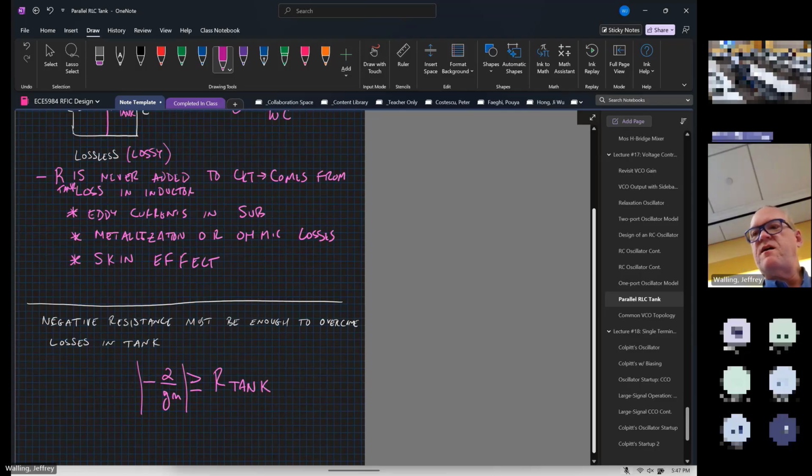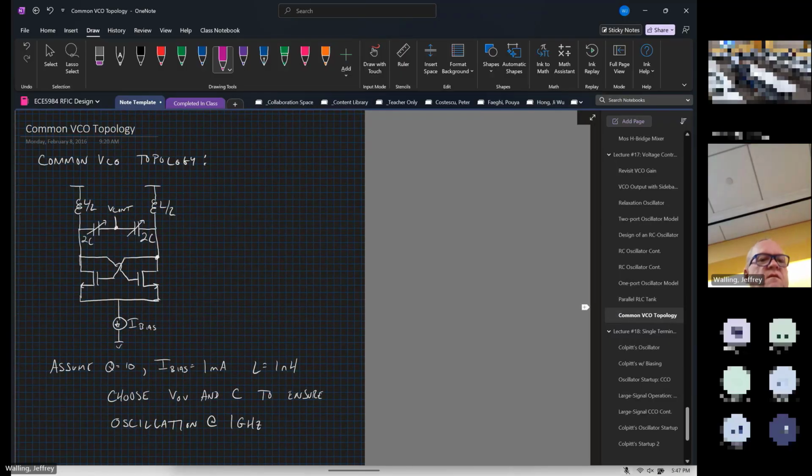All right, so now let's make a simple oscillator. The simplest oscillator looks something like this. We have a cross-coupled pair. We have inductors going to the supply voltage, and we have capacitors that I've drawn as varactors. So whenever you see this symbol of a capacitor with an arrow through it, this is called a varactor, which is a voltage variable capacitor.